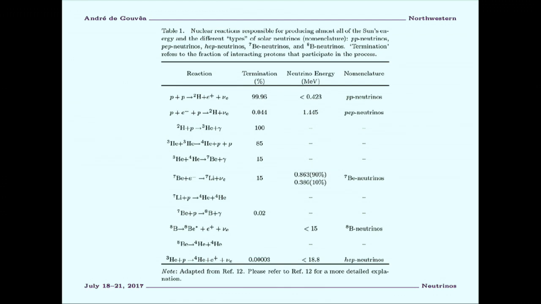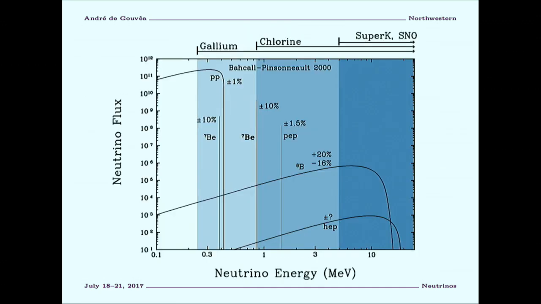So this is the idea. We can calculate this, and by looking at the properties of the sun, we can figure out how many neutrinos come out as a function of energy.